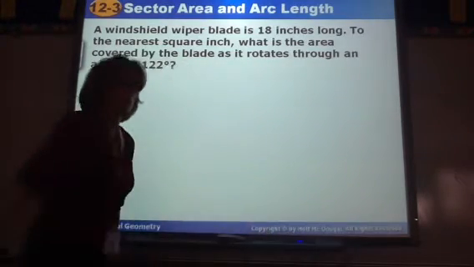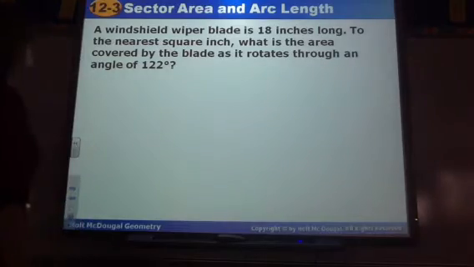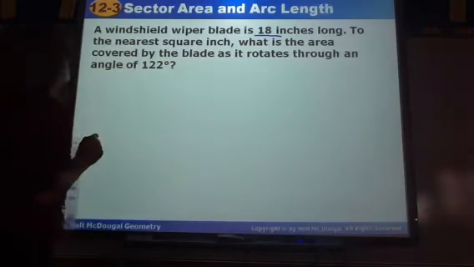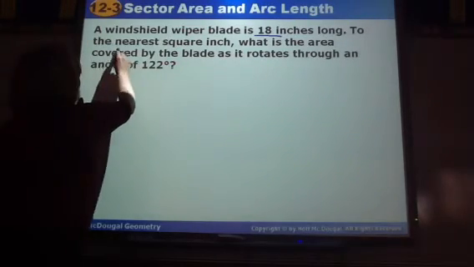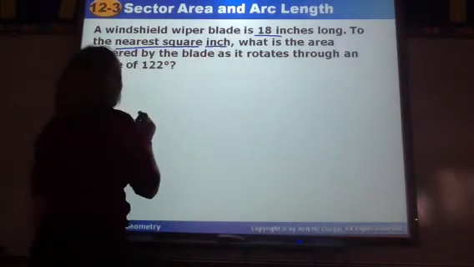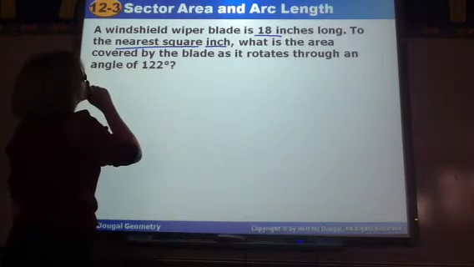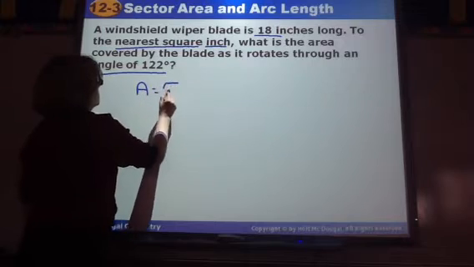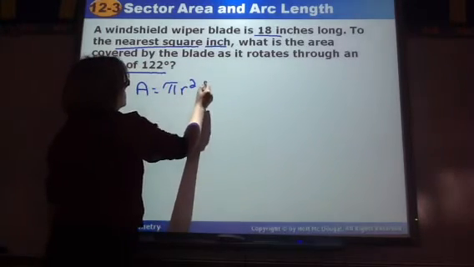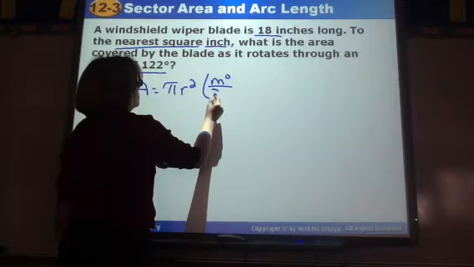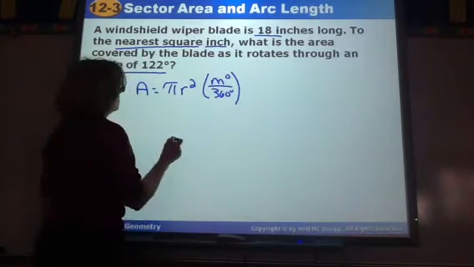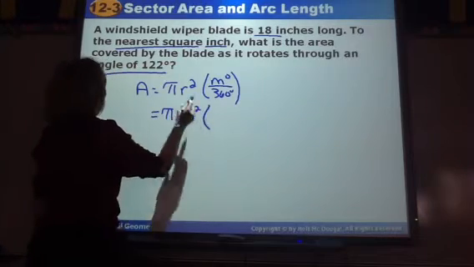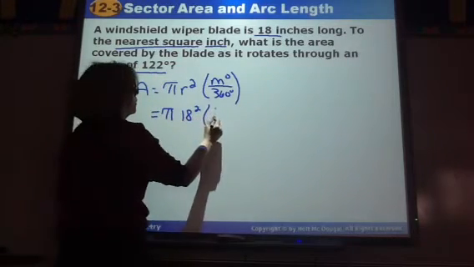All right, I'll let you read this one on your own. Radius is given, class, and the measure of that central angle is 122 degrees.